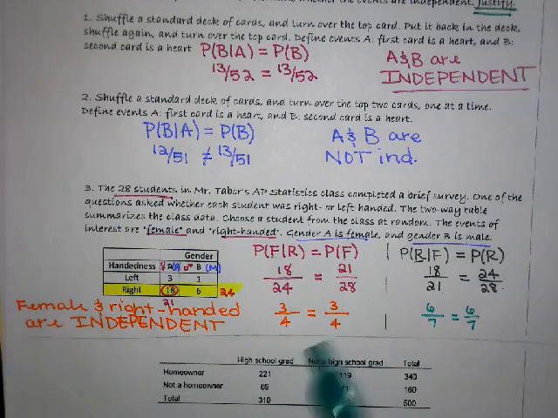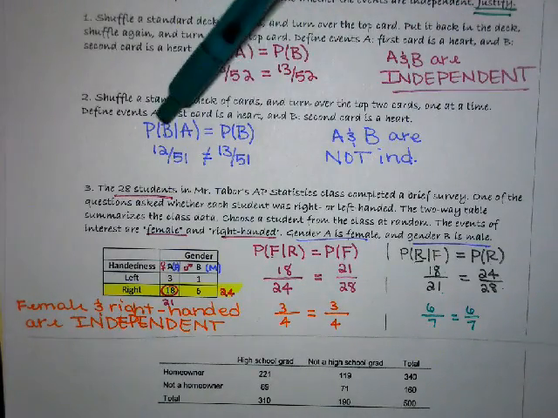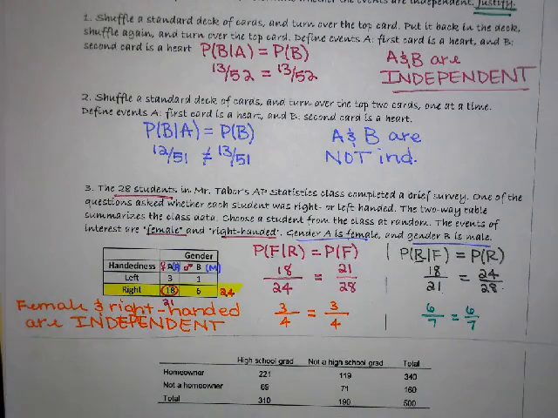Up here, it was first and second, so I said B given A because obviously second would have to happen after the first. But if there is no specification on order, it should work either way.